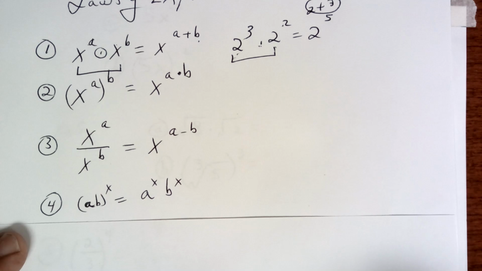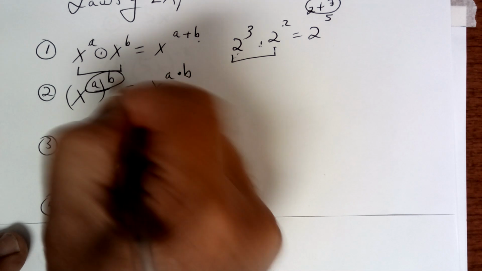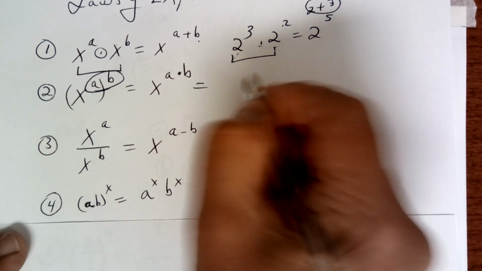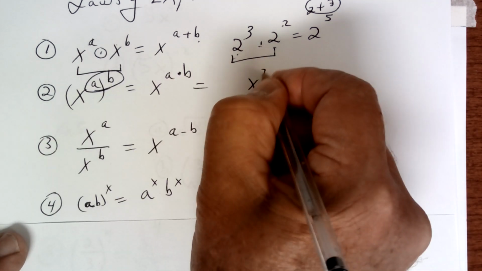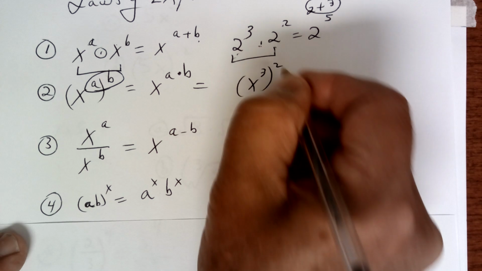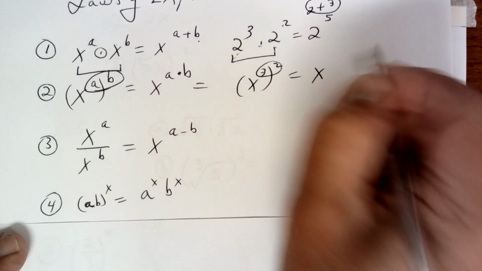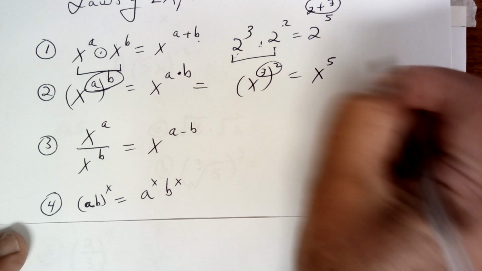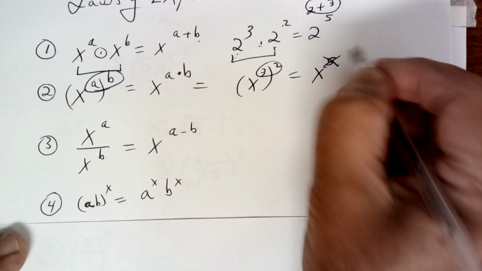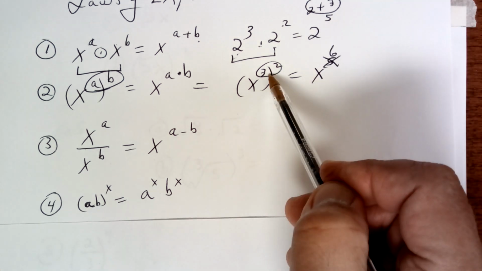This one right here is a power to a power, you multiply. So how would that look? X to the third and to the second power. Power to a power, 3 times 2 is 6. Don't add those up. If you put 5, that's wrong. It should be 6. Power to a power, you multiply; same base, you add.